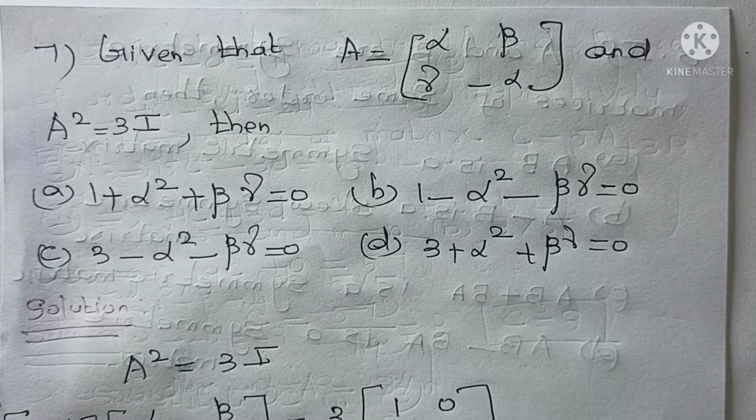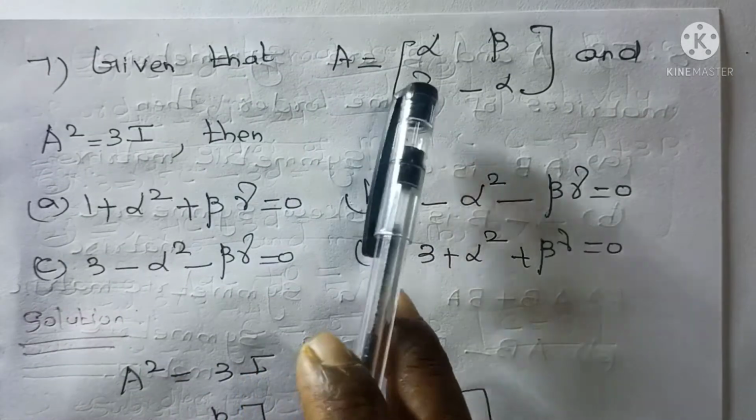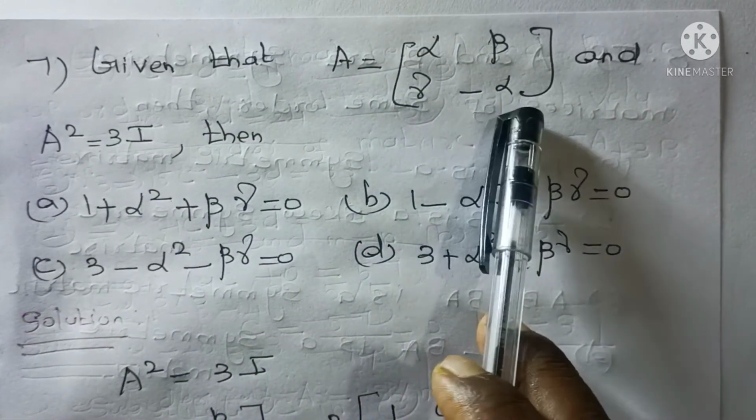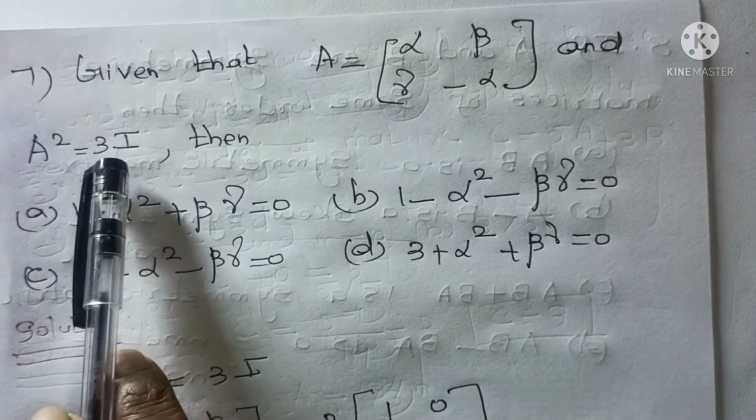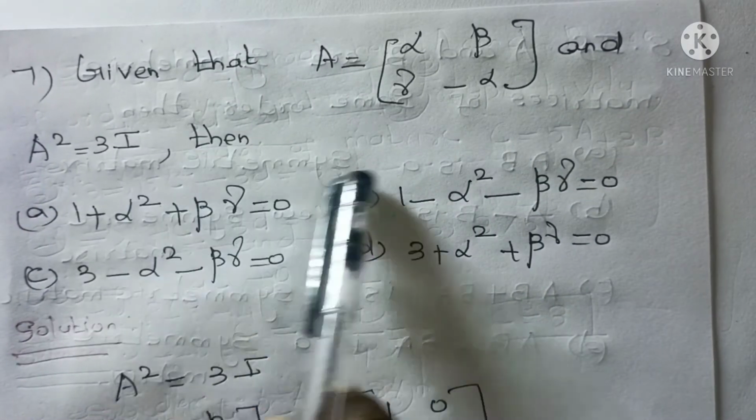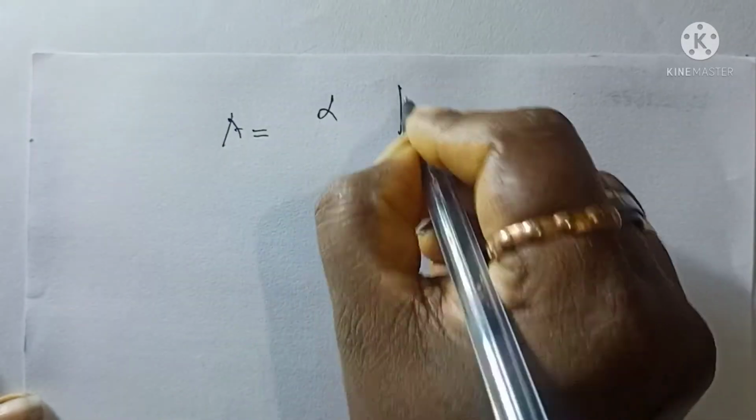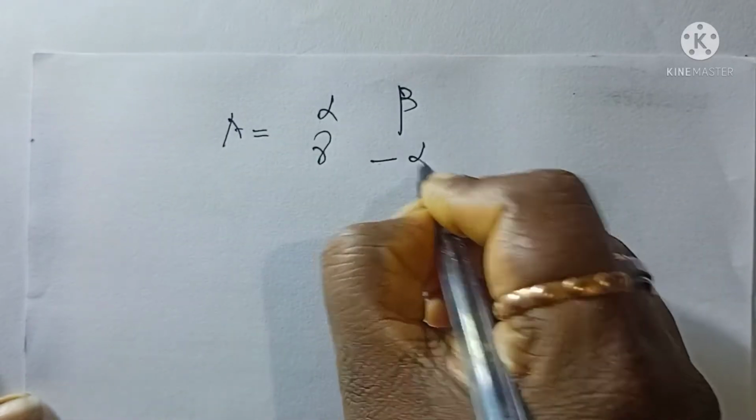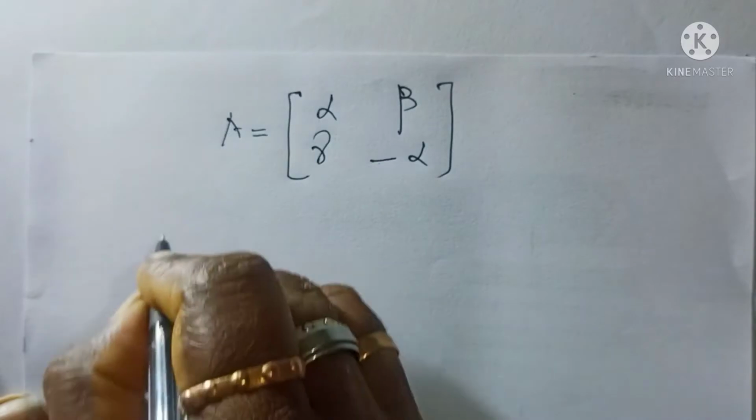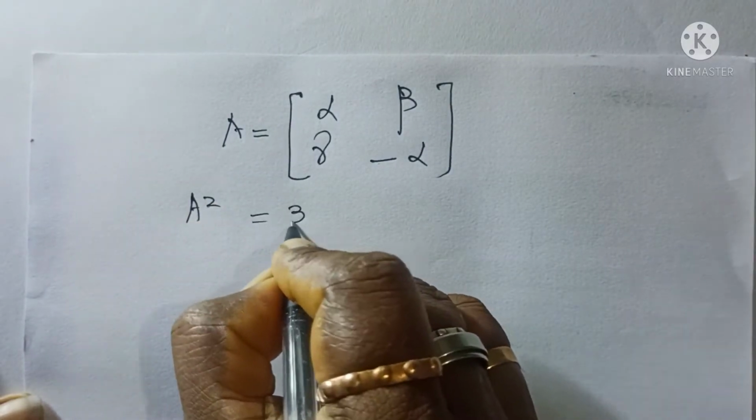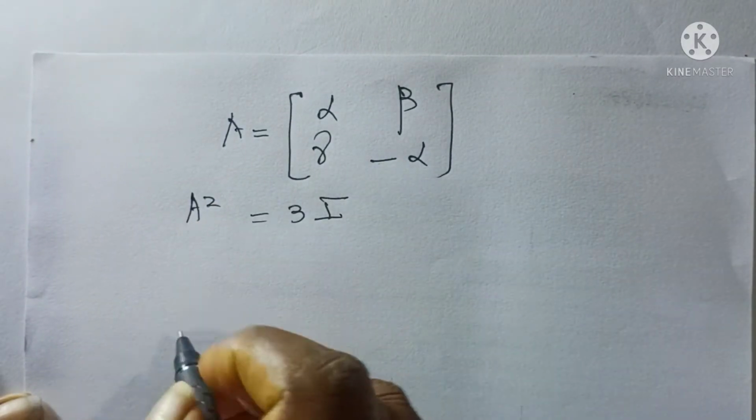Let's move on to the seventh question. Given that A is equal to the matrix [alpha, beta; gamma, minus alpha] and A square is equal to 3I, which one is correct? Let's do it. So they have given A equals [alpha, beta; gamma, minus alpha] and A square equals 3I. Then we have to substitute A here.